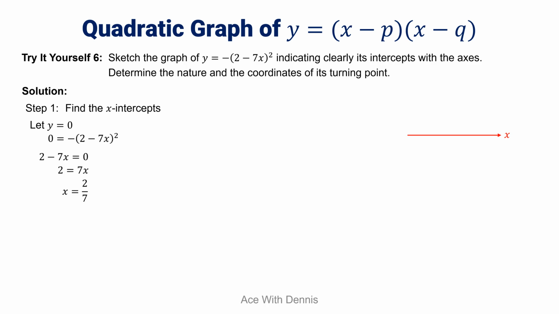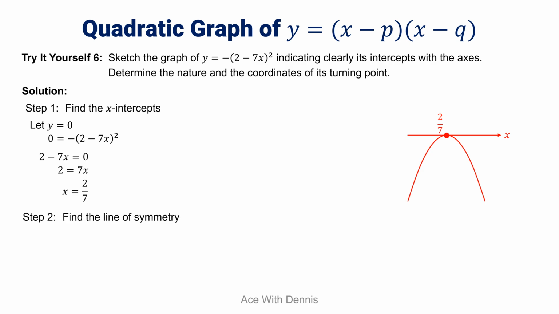And now we can start to sketch the graph. This is the x-axis. It is a sad face because the coefficient of the x squared for this example is a negative number. And this curve touches the x-axis at the value of 2 over 7.